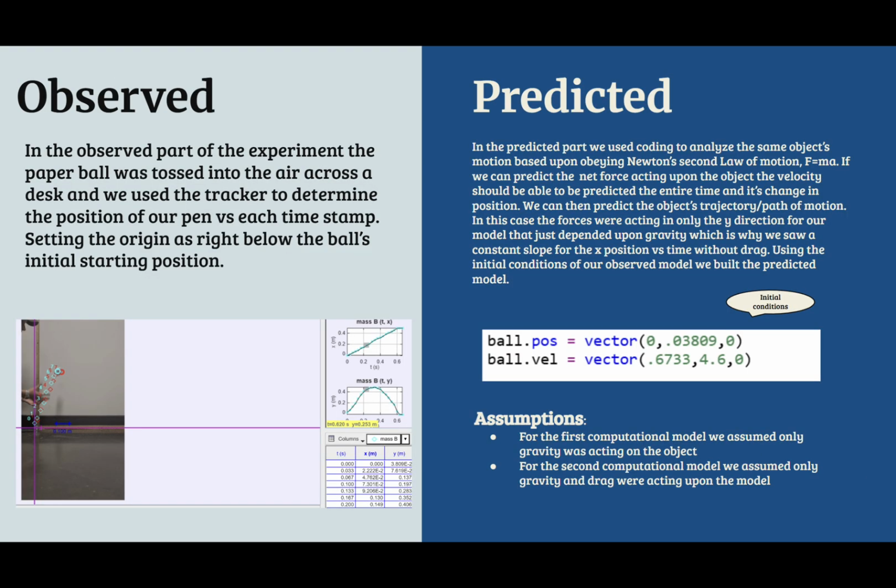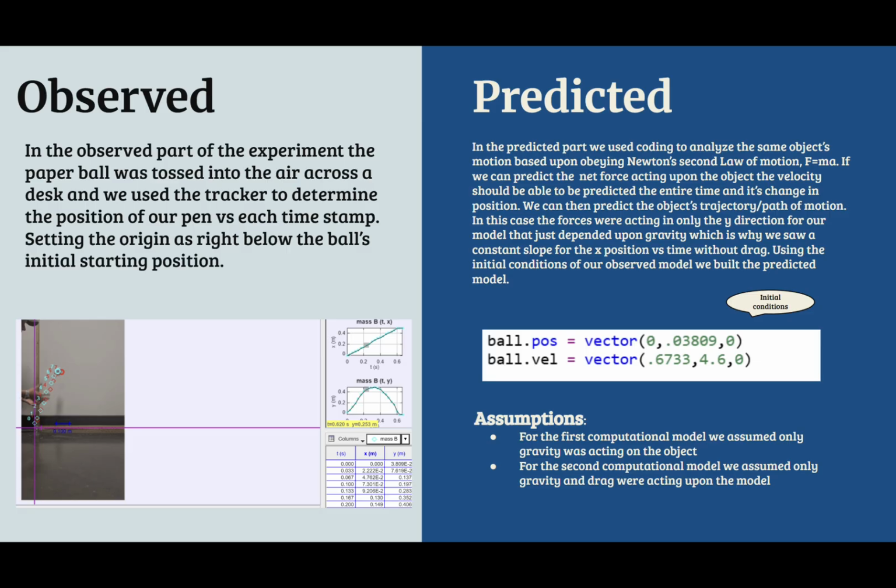The observed part of the experiment was where the paper ball was thrown into the air across a desk, and we used a tracker to determine the position of our ball for each timestamp, setting the origin as right below the ball's initial starting position. As you can see, I included a screenshot of the tracker of our experiment and how it was working. We created the origin right below the ball, and we tapped for each timestamp to get our trajectory.